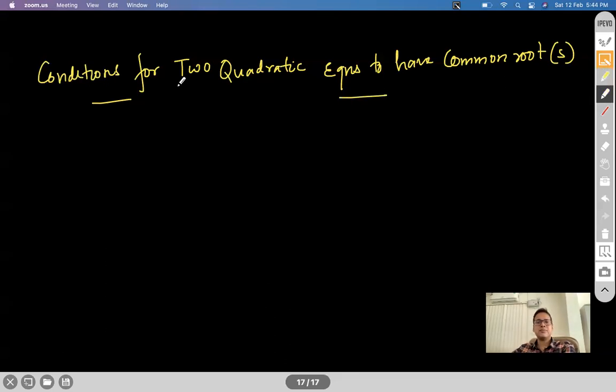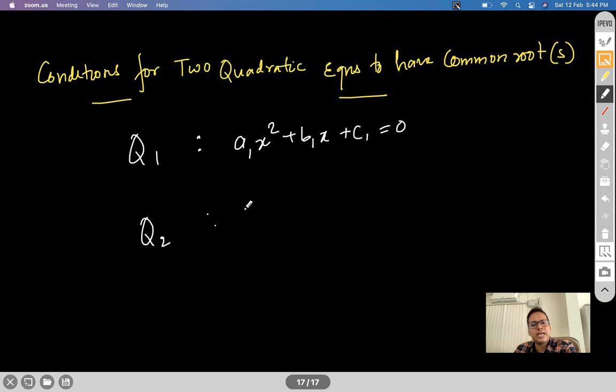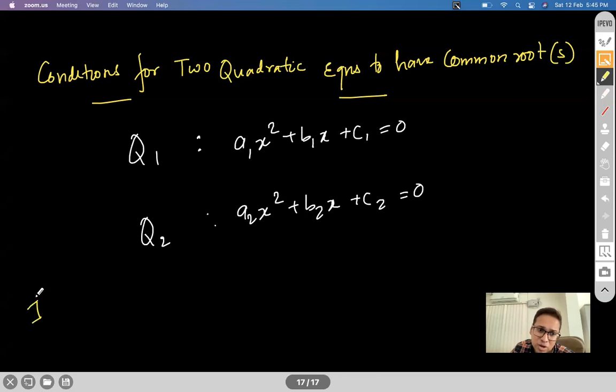So guys, we all know that a quadratic equation can have two roots, right? So let's say there are two quadratic equations, Q1 and Q2. Okay. One is a1 x square plus b1 x plus c1 equal to 0, and another is a2 x square plus b2 x plus c2 equal to 0. Okay. Now both of them can have two roots, right? So what is the condition that should be satisfied between your a1 b1 c1 a2 b2 c2? That means these coefficients of these two quadratic equations, so that they have both the roots common.